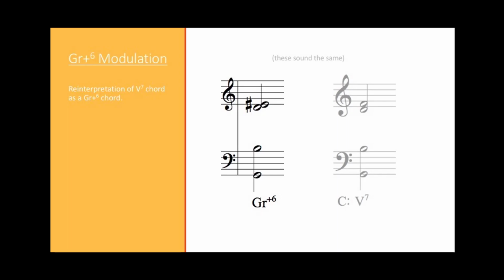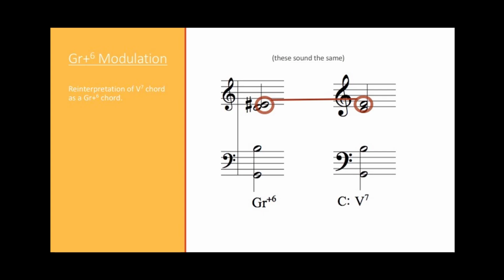Since the German augmented sixth chord sounds exactly like a dominant seventh chord, it can be introduced, respelled, and reinterpreted to resolve in ways other than initially expected. The reason these two chords sound the same but resolve differently is because the augmented sixth, in this example the E sharp, is the same note as the F natural of this dominant seventh chord.